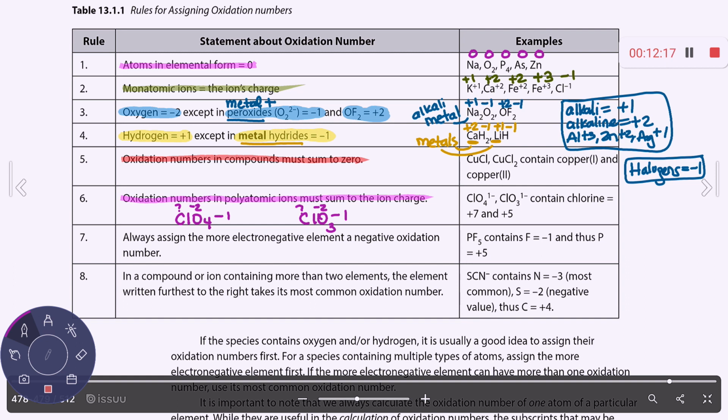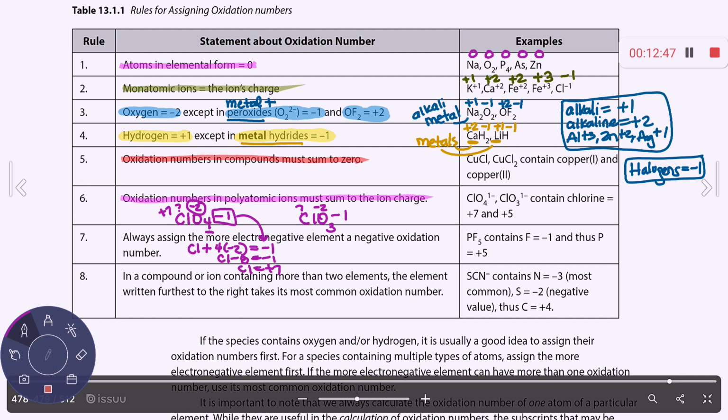The way that we do this is by basic algebra. So if I have chlorine plus I have 4 oxygens at a -2 here, these add up to the charge on the polyatomic ion, which is a -1. What is 4 times -2? -8. When I put the -8 on the other side, I get chlorine is a +7.